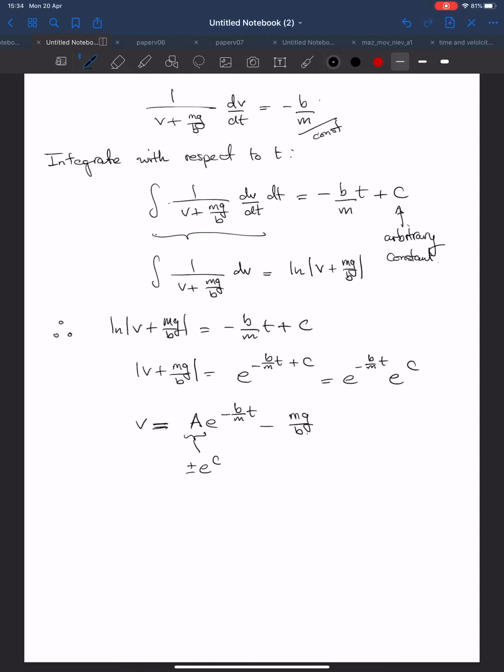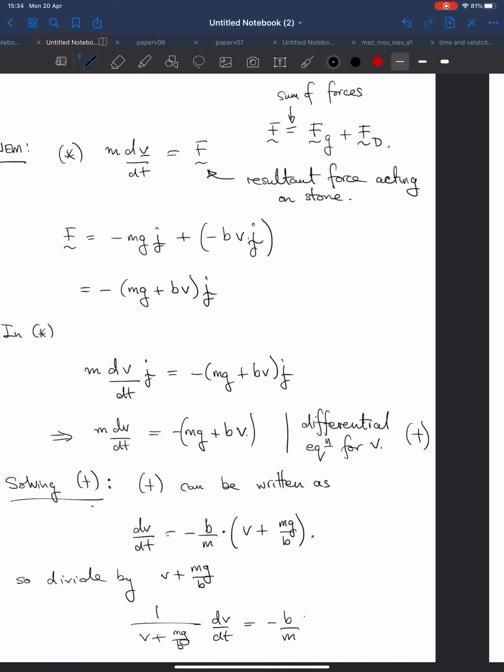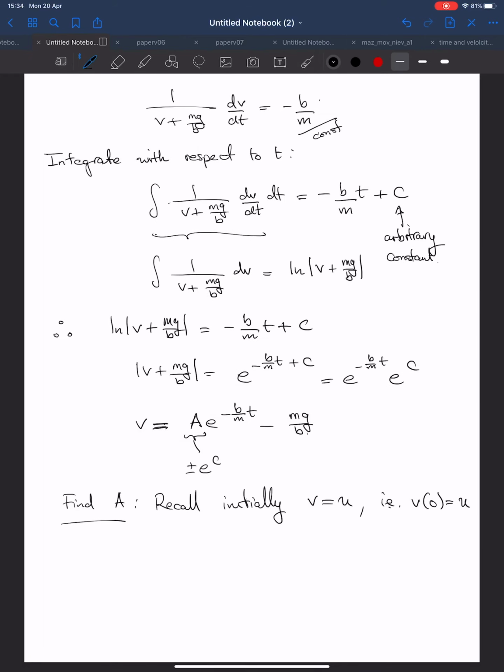So now, with this in hand, I need to find A. So recall, initially, that I have v equal to u, i.e. v of 0 equals u. That was the premise of the question, if you remember. It's projected upwards with a speed u. Okay, so that's our initial condition. And let's use this. So I have v of 0, of course, equals u.